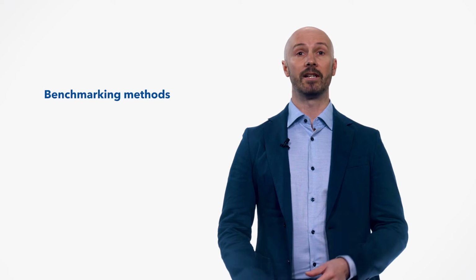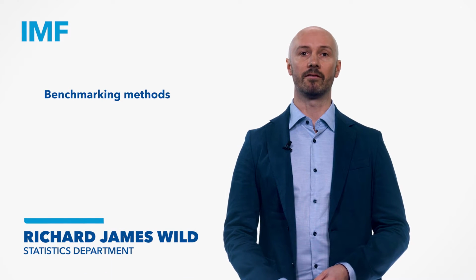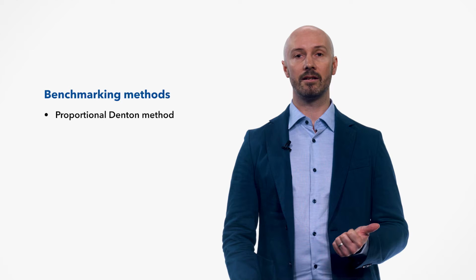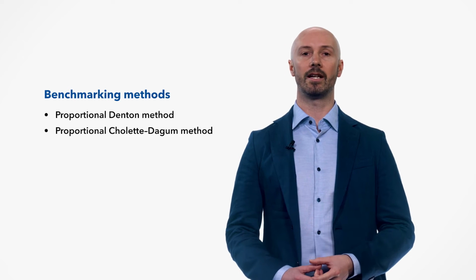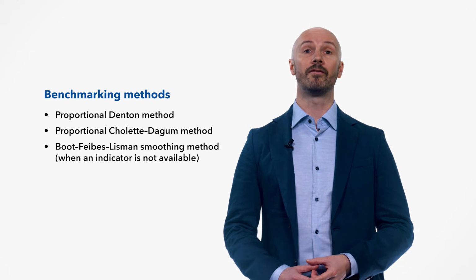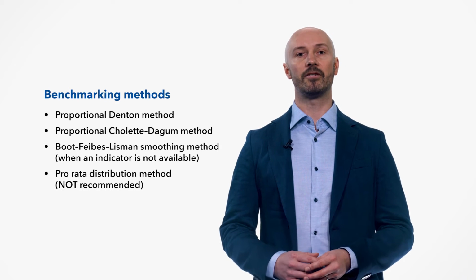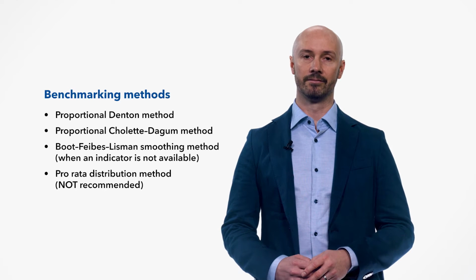There are two main benchmarking methods proposed in the 2017 IMF Quarterly National Accounts Manual: the proportional Denton method and the proportional Cholette-Dagum method. When an indicator is not available, the Boot-Feibes-Lisman smoothing method is an option. The pro rata distribution method, however, is not recommended.